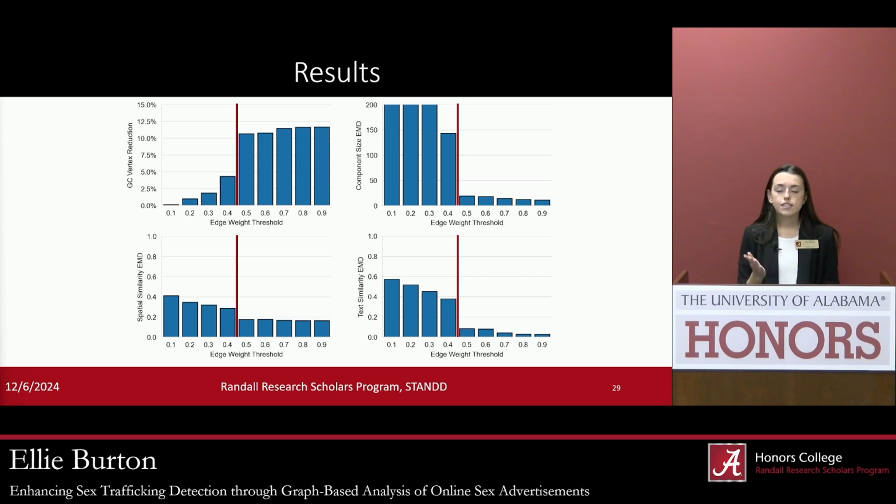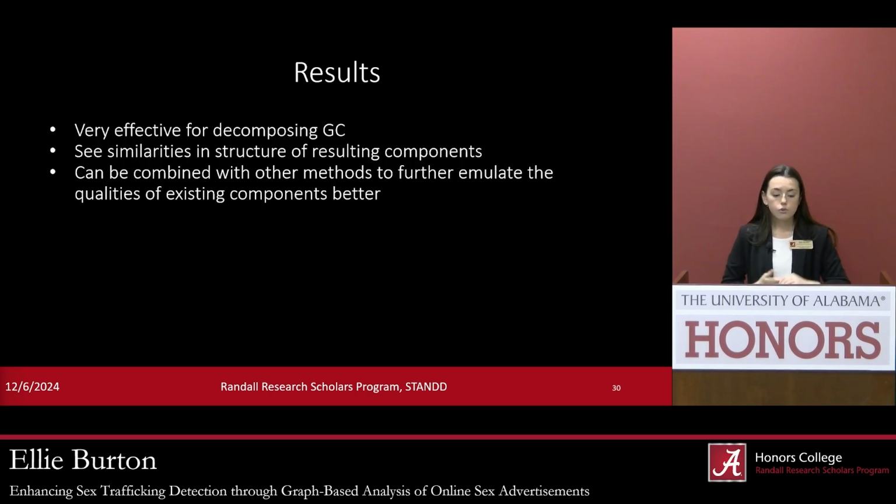In all of these graphs, we can see a cutoff around 0.5, where we're seeing an optimal level of reducing the giant component and also optimal levels of likeness with what we expect without removing more nodes than are necessary. So these results show some really promising ideas with decomposing it, but still retaining what we would expect the graph to look like. This can be combined with other metrics and other methods in conjunction to even better simulate what we should expect from the resulting components, and this is just one part of a larger puzzle.